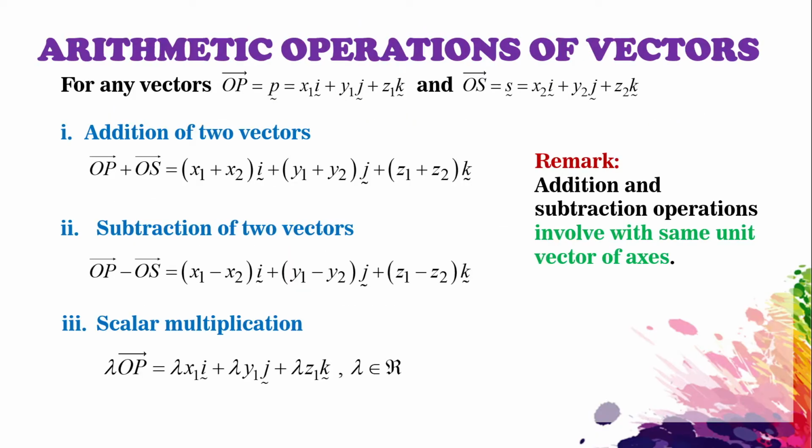Arithmetic operations of vectors. There are 3 operations involved: addition, subtraction and scalar multiplication. For addition and subtraction of vectors, add or subtract the corresponding components, such as i with i, j with j, and k with k. For scalar multiplication, we multiply a scalar with a vector, such as lambda, an element of the real numbers, which is multiplied with each component of the vector.